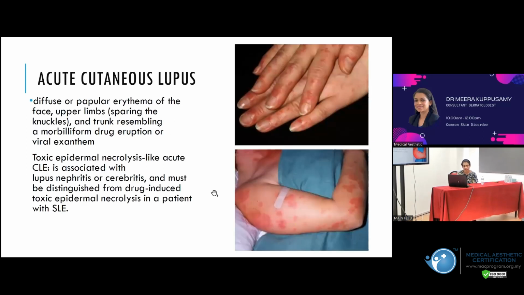Right, and then other forms, so this is not malar rash. This is another form, which is the diffuse and papular erythema. They have it on the fingers, on the upper body. This can be mistaken for a drug rash or a viral rash, viral exanthem. And the most severe form of acute cutaneous lupus looks like TEN, or toxic epidermal necrolysis. So then they start to lose the skin in big sheets. That one is a very severe form.